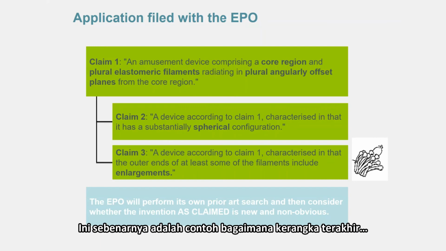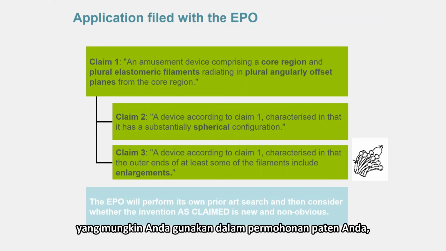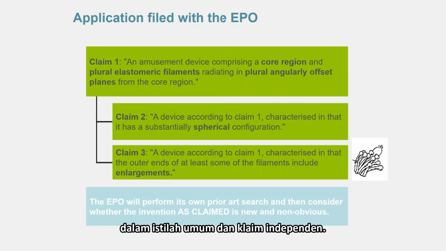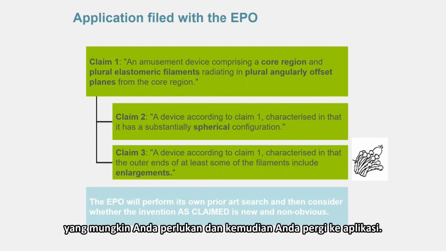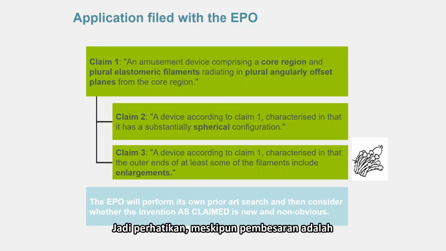This is actually an example of the final claims that you might use in your patent application, where the main claim covers your invention in general terms, and the dependent claims describe how you think the invention will be specifically realized in the form that you might need. And then you go for the application.